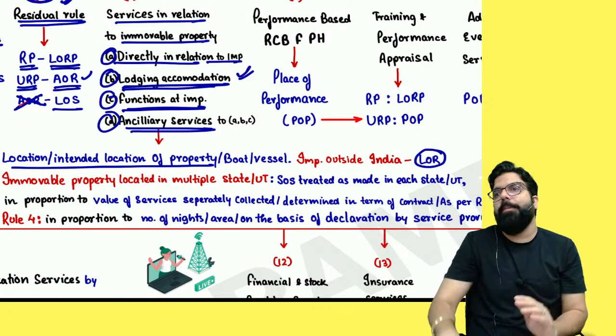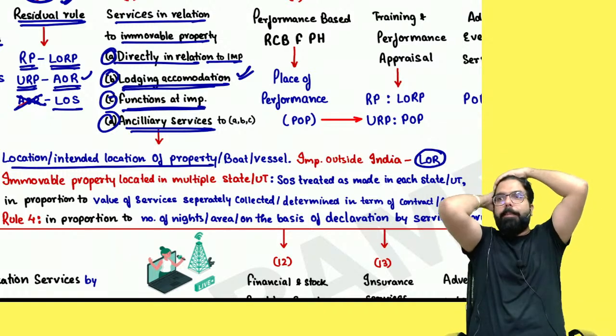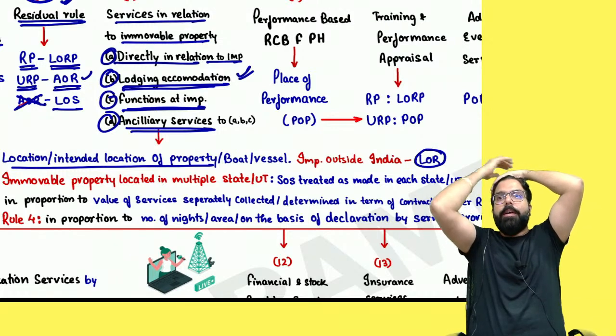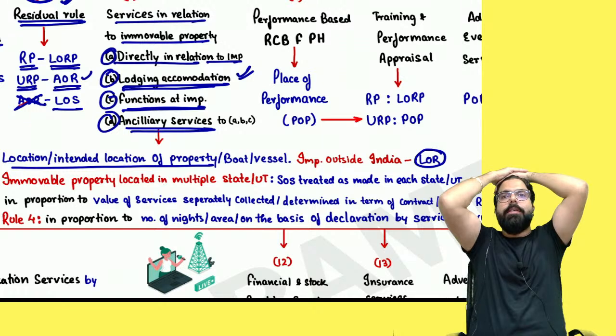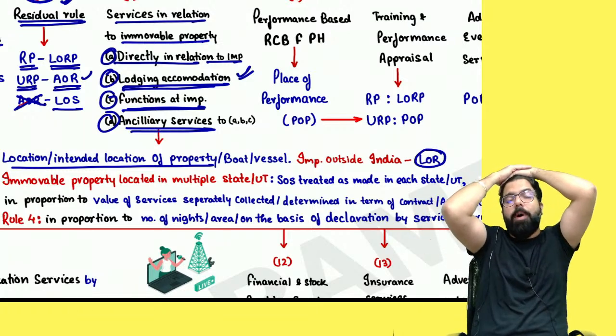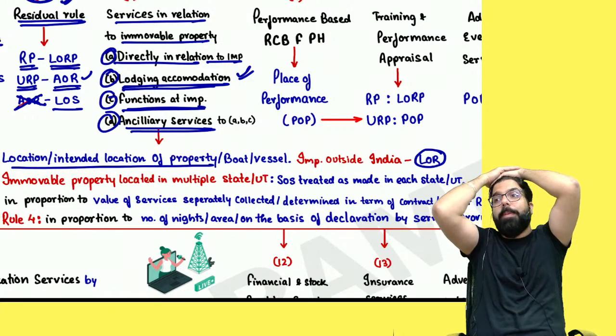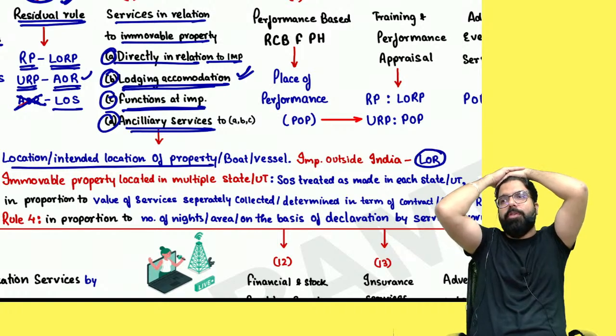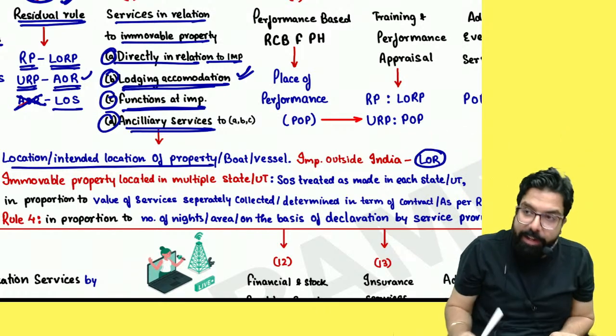Are we clear, everyone? Tell me one thing. I am in Karnataka, property in Delhi, place of supply, Delhi. What will I charge? IGST. I am in Karnataka, property is outside India, but you are in Bombay. Place of supply, Bombay. What will I go ahead and charge you? IGST. Are we all clear till here?